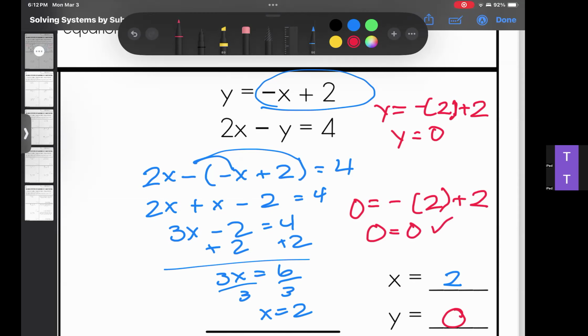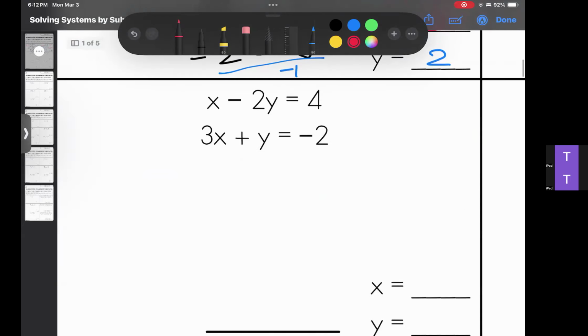It checks out. Or I could even plug it in over here. 2 times 2 minus 0 equals 4. 2 times 2 is 4. 4 minus 0 equals 4. The maths. These are all self-checking.